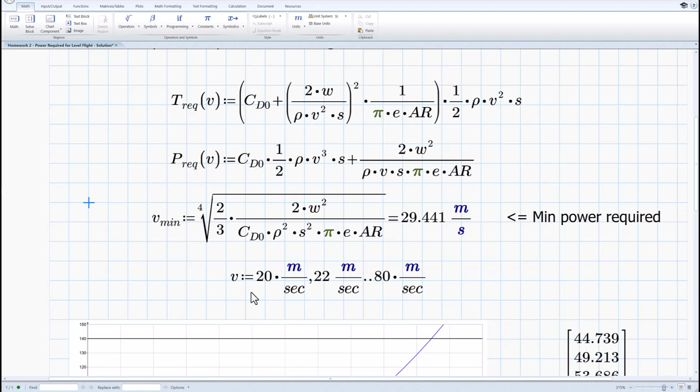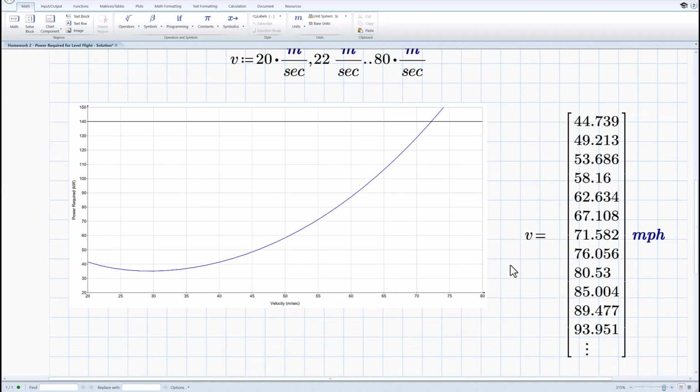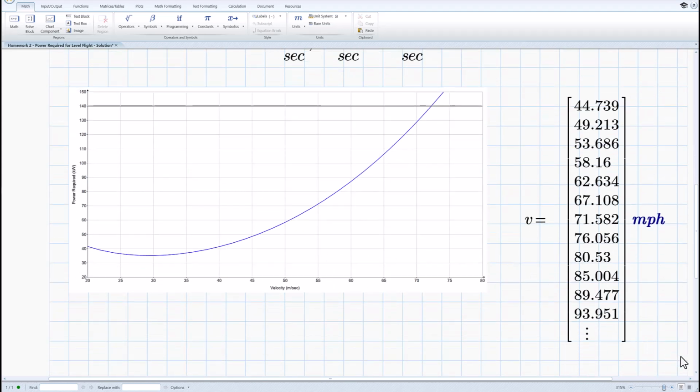And the last thing I did is I defined a range of velocities to plot, starting at 20 meters a second, going up in steps of 2 to 80. And there's the plot. Now I have to confess I'm older than my students by a lot, and I still think in terms of miles an hour. I probably shouldn't, but I do.